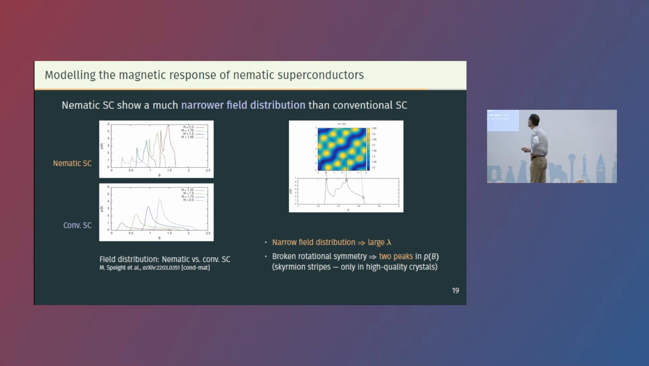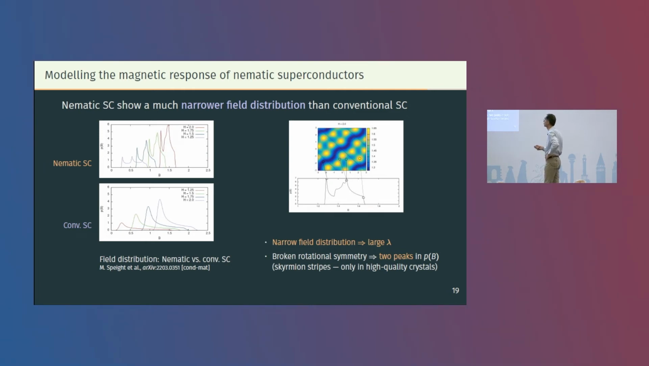Now, what happens here, you see, there are two crucial results. First, the red curve here corresponds to the red curve here. This is huge, very much broader than here. So we already see that if we have nematic superconductor, we should expect a narrow field distribution. And this is exactly what we find, because narrow field distribution, remember, means no decay. This is the crucial point.